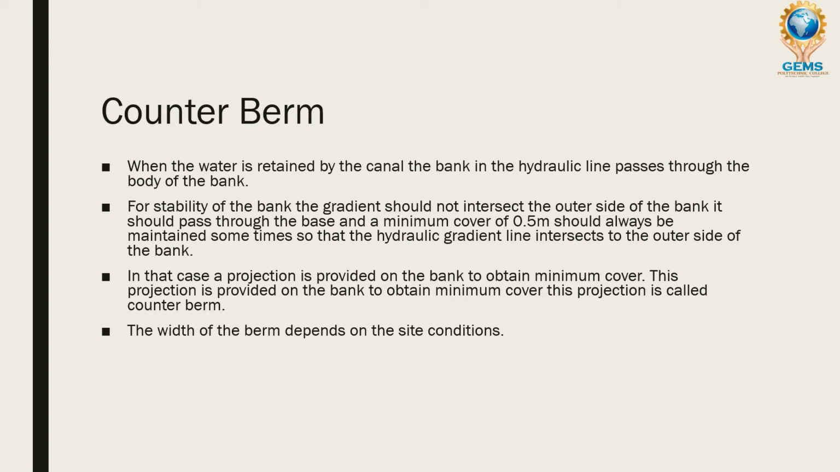If it intersects and goes outside the bank above it, then it generally causes stability issues, so you have to construct this counter berm in order to fix that. In that case, a projection is provided on the bank to obtain the minimum cover. That projection is called the counter berm, which I am explaining in the second point. This counter berm is not a big soil berm; it is a typically small size berm.